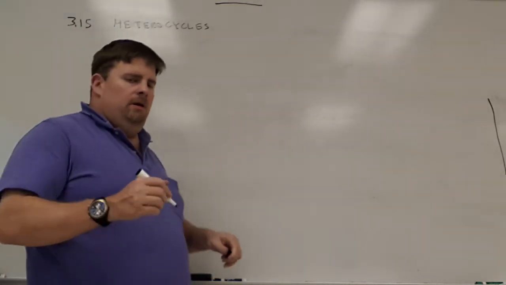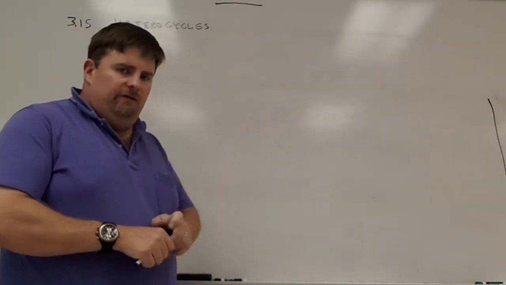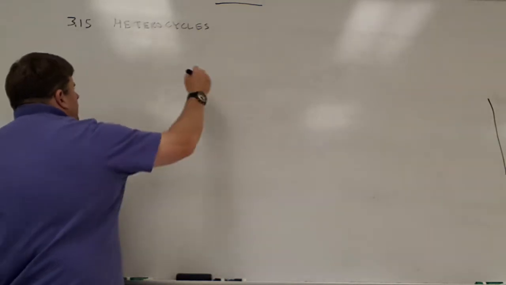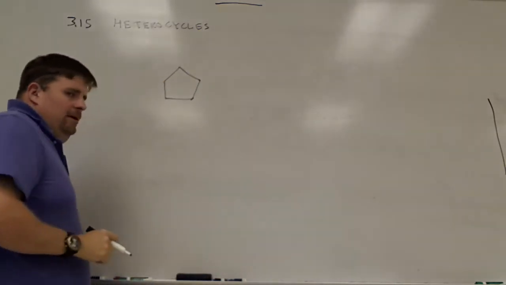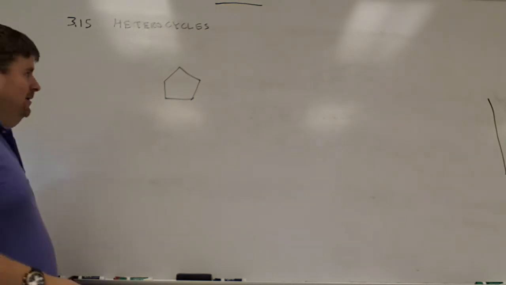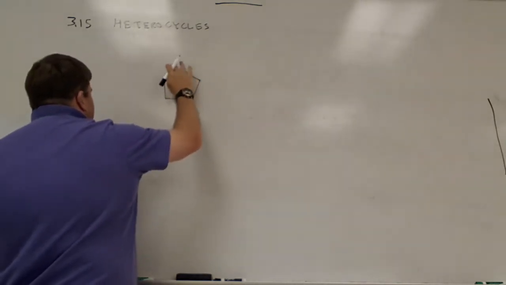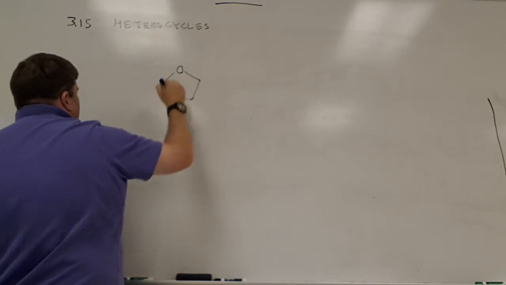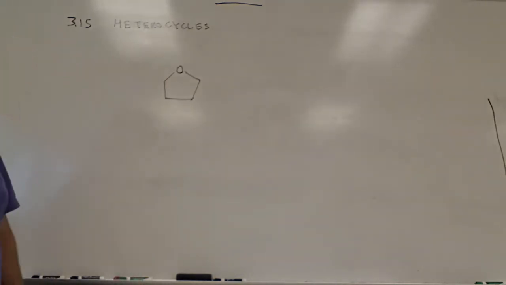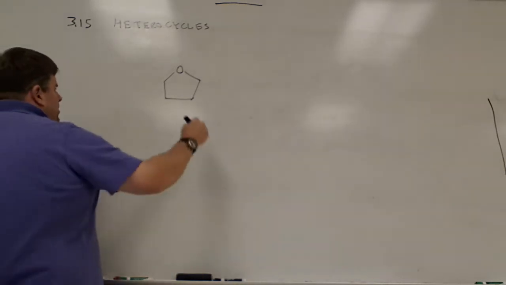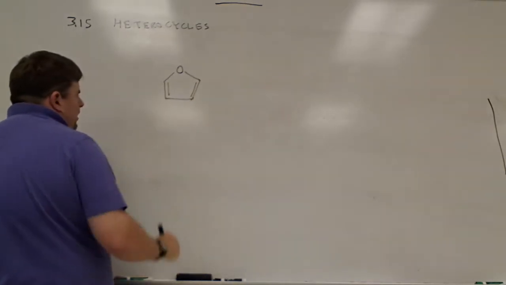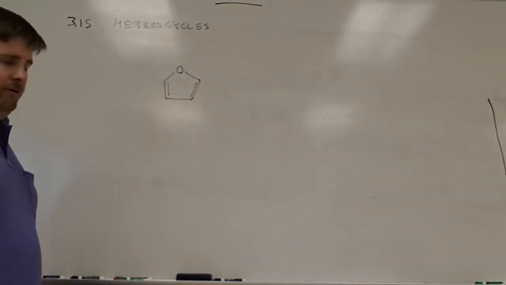Okay, so now what we get if we've got a cyclopentane, all right? All of those are carbons and hydrogens. Now what if I suddenly change this thing and I say, aha, I put an oxygen there. Well, this particular compound is a derivative of a compound that looks like this. And this thing is called furan.